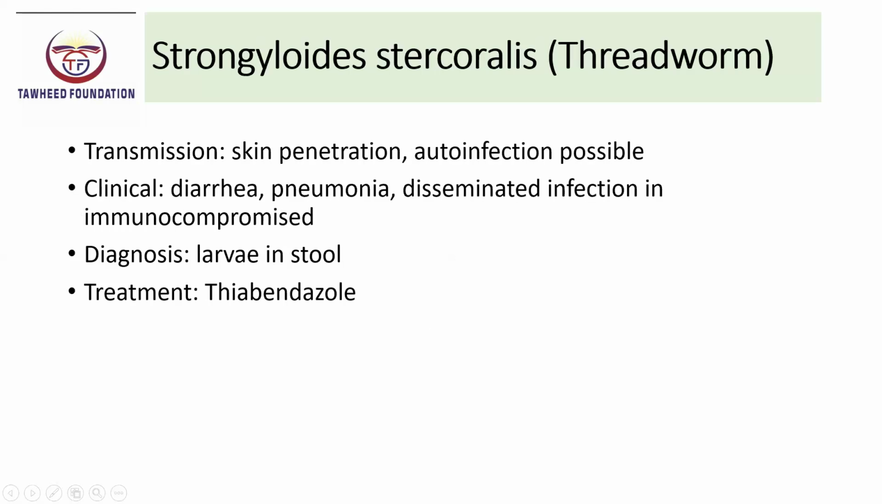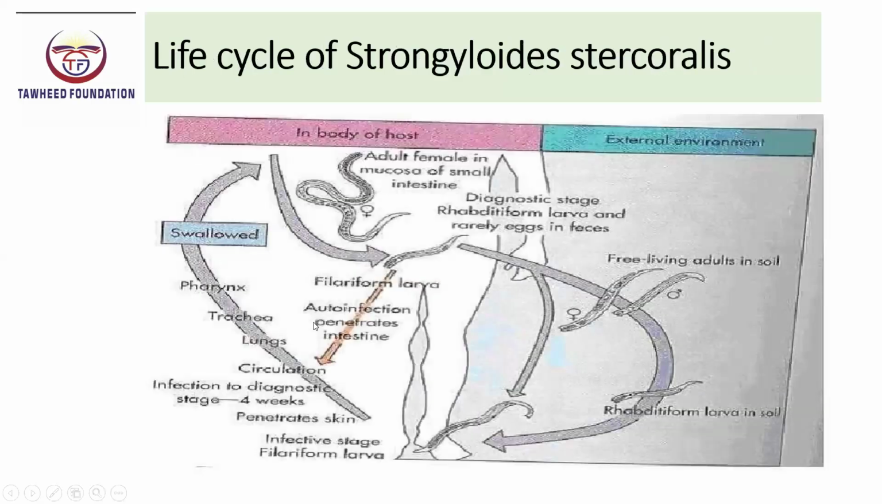Next is Strongyloides stercoralis, that is threadworm. Transmission is through skin penetration, or auto-infection is possible in this case. Clinical features include diarrhea, pneumonia, disseminated infections, and underlying health issues in patients. Diagnosis: presence of larvae in stool samples. Treatment is thiabendazole.